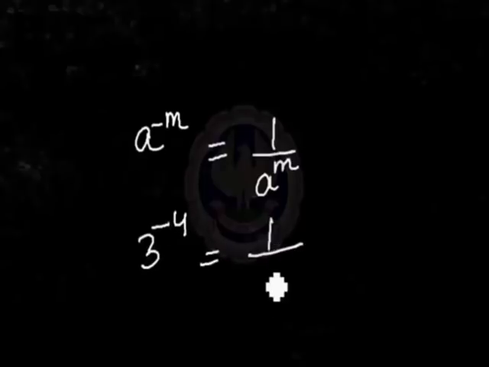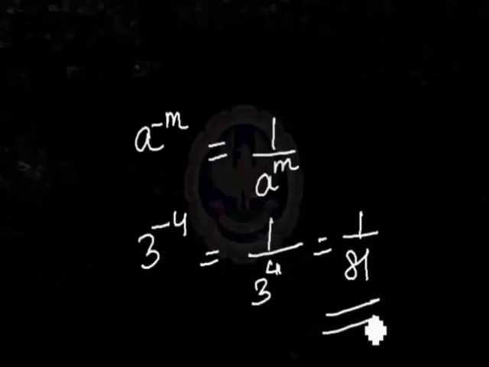Okay. Another property which we did was, if we have something like a to the power minus m, this is actually equal to 1 by a to the power m. Please remember this. This is a very important property. You will be needing this very often. So if you have something like 3 to the power minus 4, this can actually be written as 1 by 3 to the power 4, which is 1 by 81. I hope this is clear.